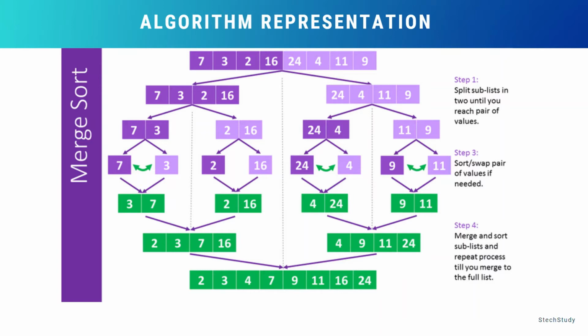Four steps. First, split the given array of elements until we get a single element in the array. Second step, take two elements and compare whether they are in order or not. Third step, if they are not in order, swap. Fourth step, merge the sorted lists until you get a full list of elements in sorted order. Now we'll type and execute the program.